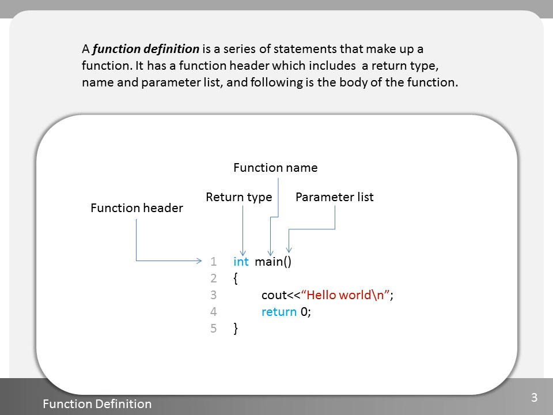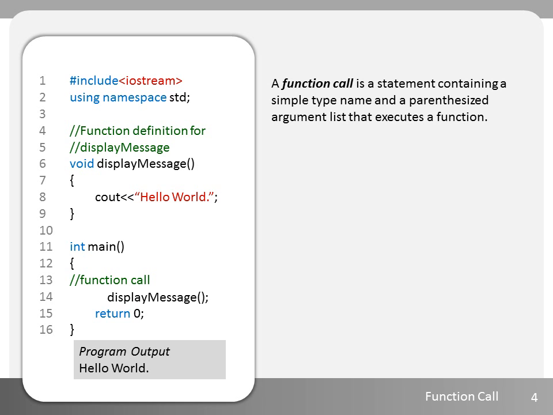After the function header, we have the body. The body of a function contains a set of statements that perform the function's operations and are enclosed in braces. Every function definition has a function call except for the main, because the main is the starting point for every program. On line 14, we can see a function call. It's composed of a function name that has to match the function definition it's invoking, and it's followed by a set of parentheses called the parameter list and finalized with a semicolon.